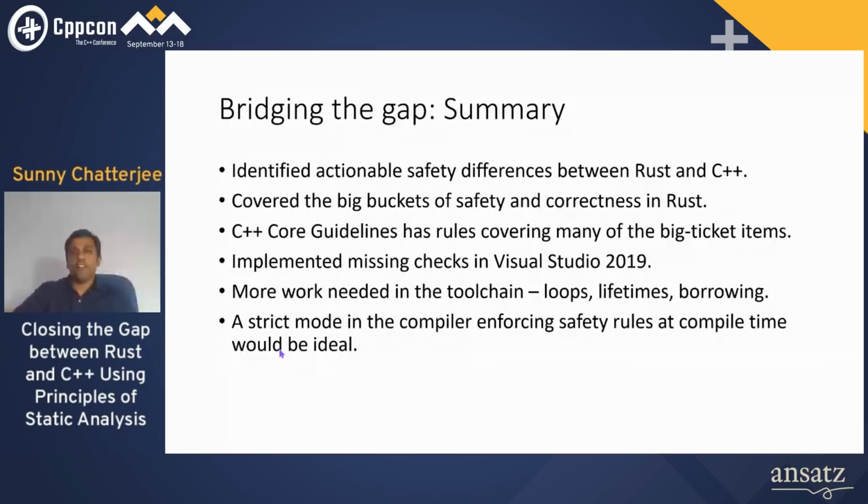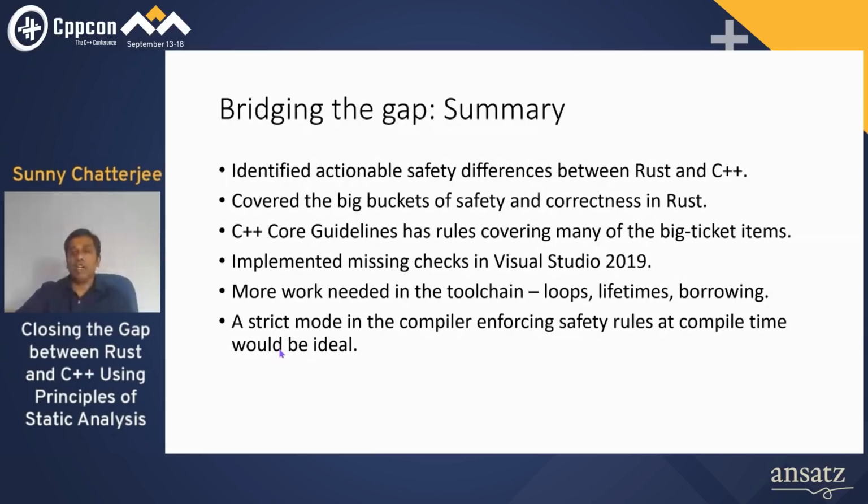So I wanted to summarize the exercise that we just did here. We tried bridging the gap between the two languages. We identified actionable safety differences. We covered the big buckets of safety and correctness. We also explored rules from C++ core guidelines that cover many of the big buckets we looked at. We looked at what exists in Visual Studio code analysis today, and for missing checks, we tried adding them in the latest preview. Obviously, we also identified more work that is needed in the tool chain. So we could be doing more checks in the loops, like we could identify, for example, loop invariants and suggest moving them out of loops.